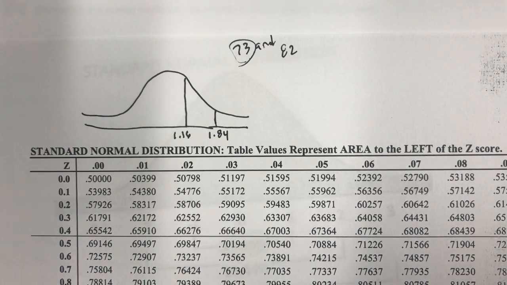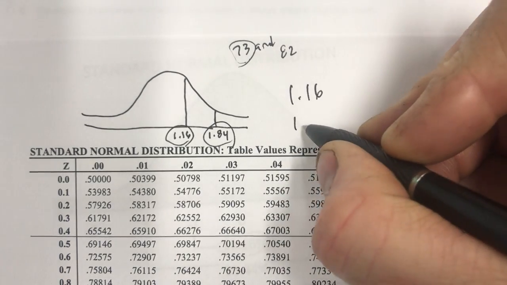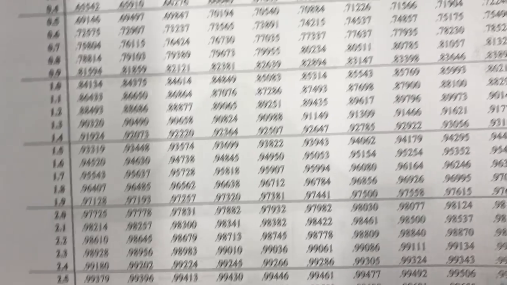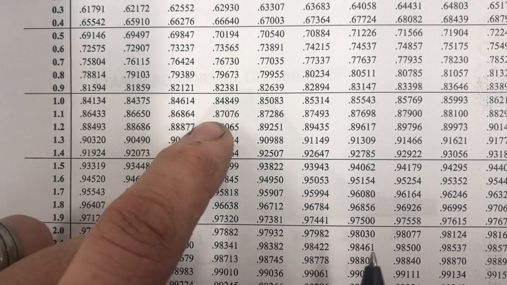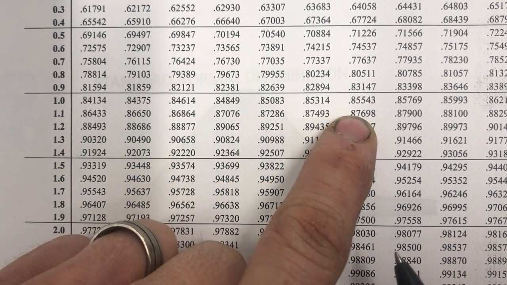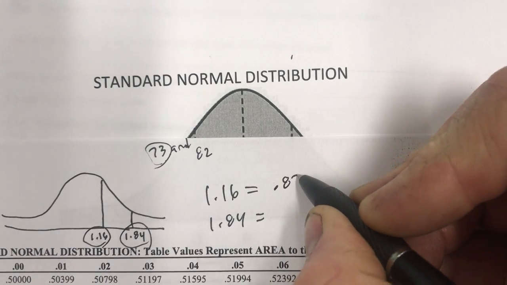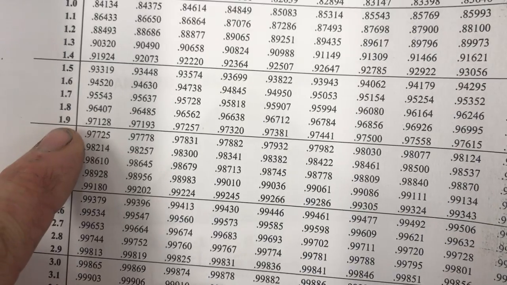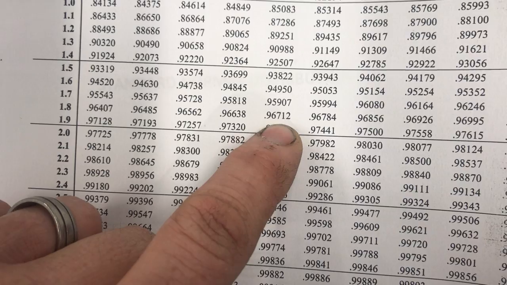So I look up both of these scores, 1.16 and 1.84. All right, so for 1.16, here's 1.1, and I go over to 6, so 0, 1, 2, 3, 4, 5, 6 is this one right here, 0.87698. Now what's 1.84? I go down here, 1.8 is right there, and I go 0, 1, 2, 3, 4 is right there, 0.96712.